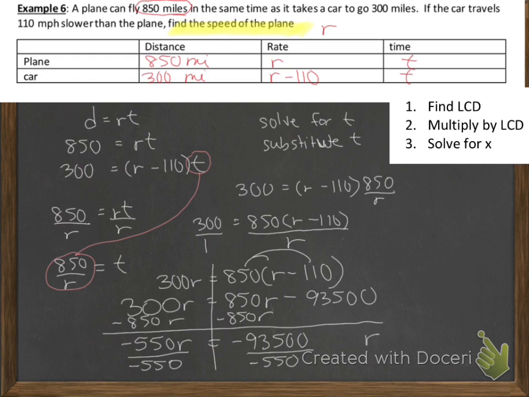So when I divide, then I get r is equal to 170 miles an hour. Again, we use that last step of prediction and try to make sure that that makes sense in the context of the problem. So a plane flying 170 miles an hour seems reasonable.